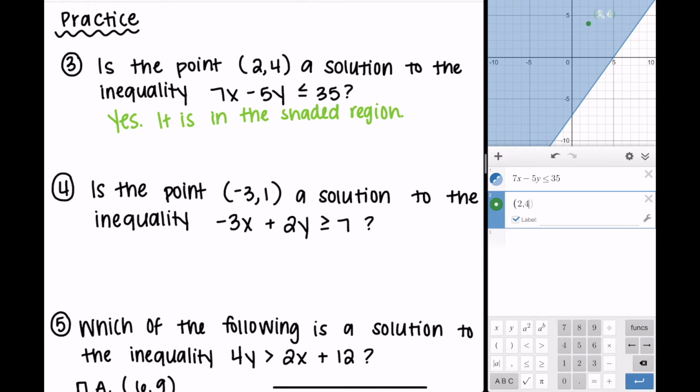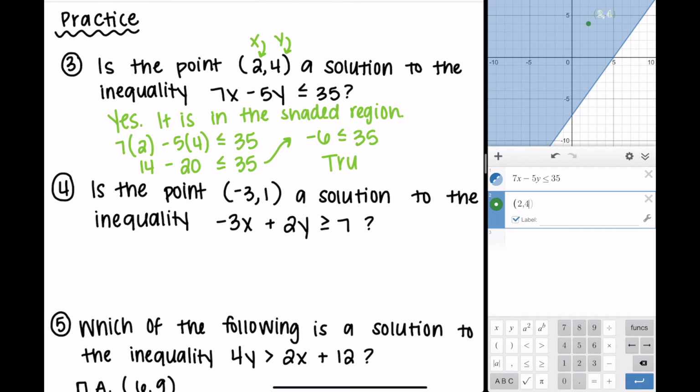Now, if we test this by plugging in x equals 2 and y equals 4 into this inequality, we will get a true statement. Okay, so 7 times 2, that's 14, minus 20 is less than or equal to 35. All right, so 14 minus 20 is negative 6. And negative 6 is less than or equal to 35. It is less than 35, so that is true.